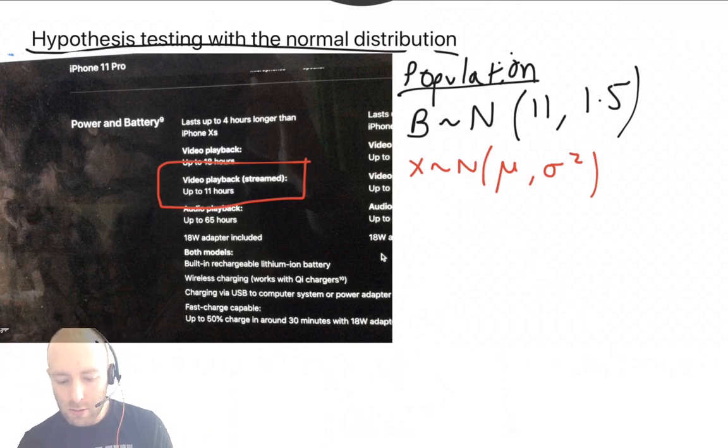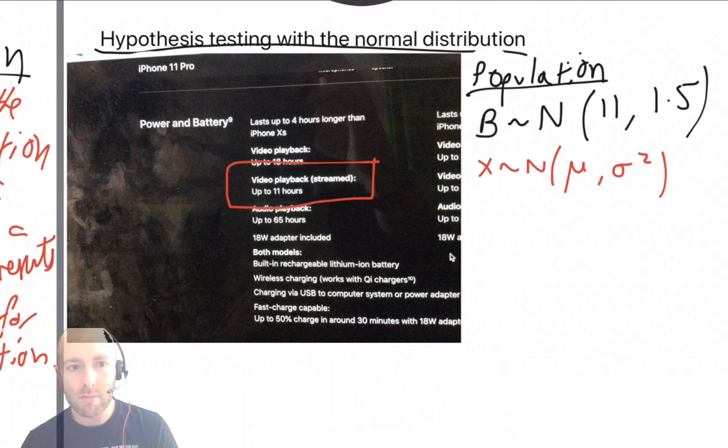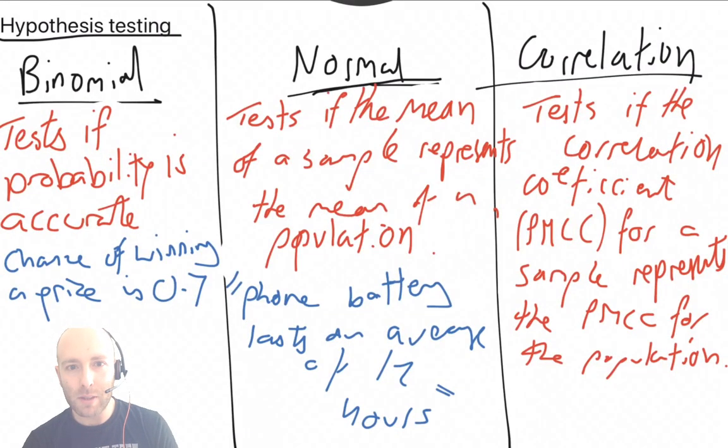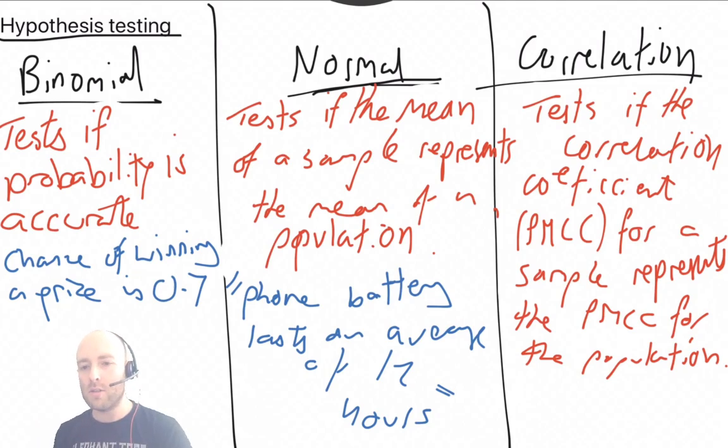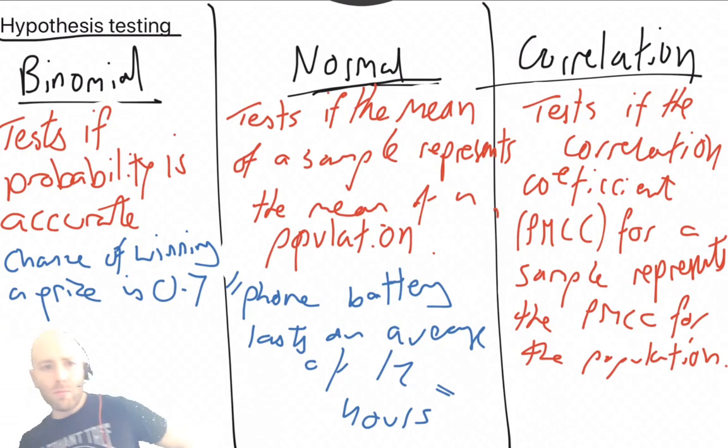Okay, go back to correlation. Yeah, sorry, Lucas. Have a quick read there. So just testing if the PMCC that you've got in your sample represents the PMCC in the whole population.